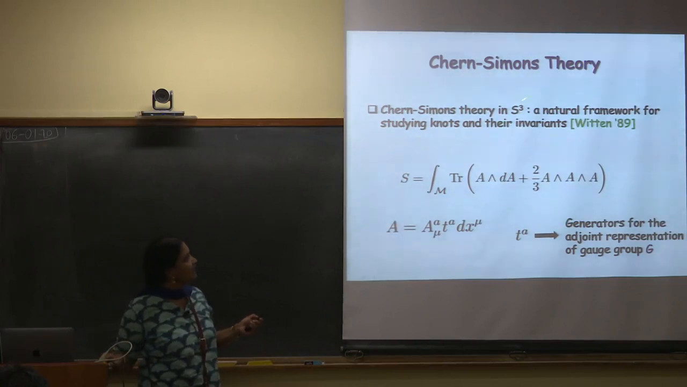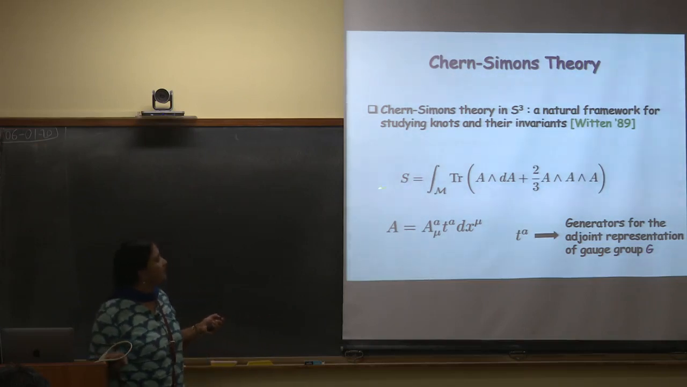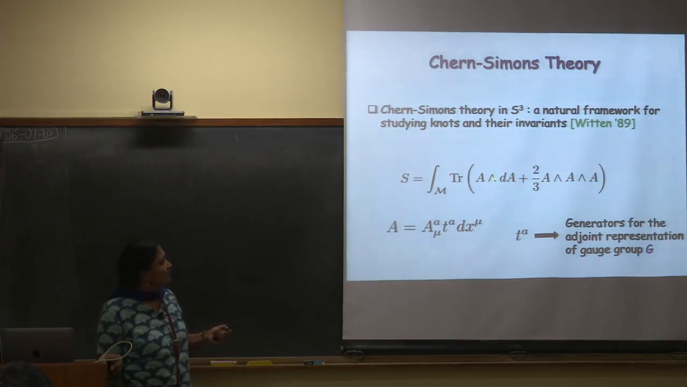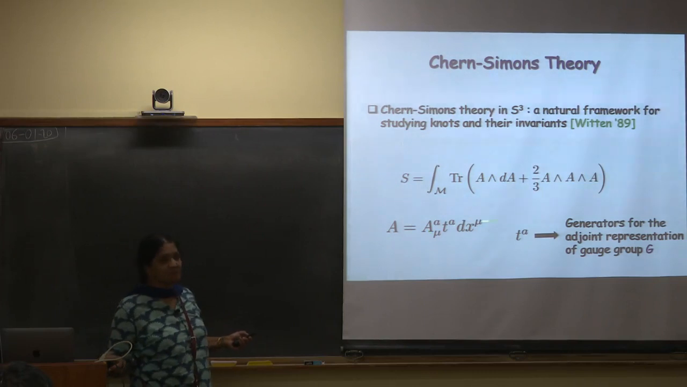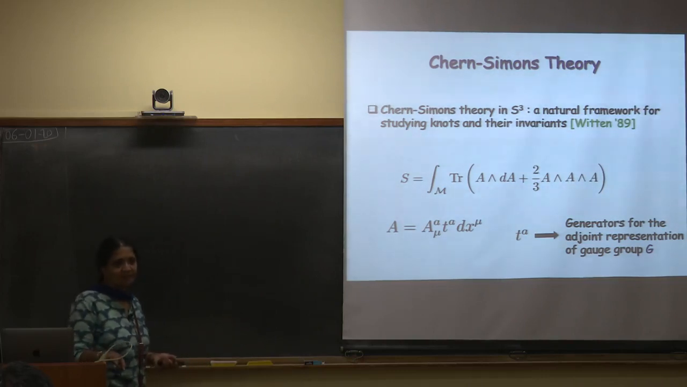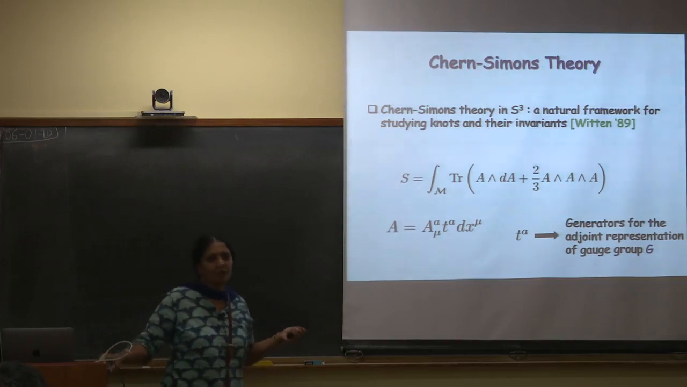So, I am going to take the 3-manifold to be a simple 3-sphere, S3. And this is the Chern-Simons action. It is a 3-form on any 3-manifold, but I will take this 3-manifold to be S3. And A is the gauge field, and you can choose the gauge field as matrix valued in any gauge group. You can take it to be SU(2) or SU(3) or any other groups. We would like to take it to be a compact group.